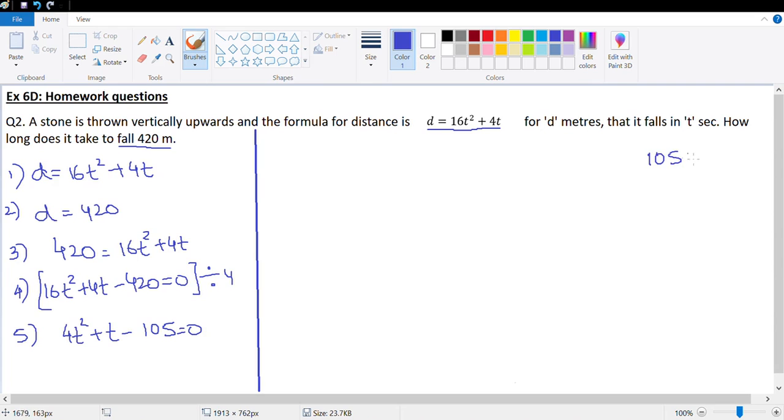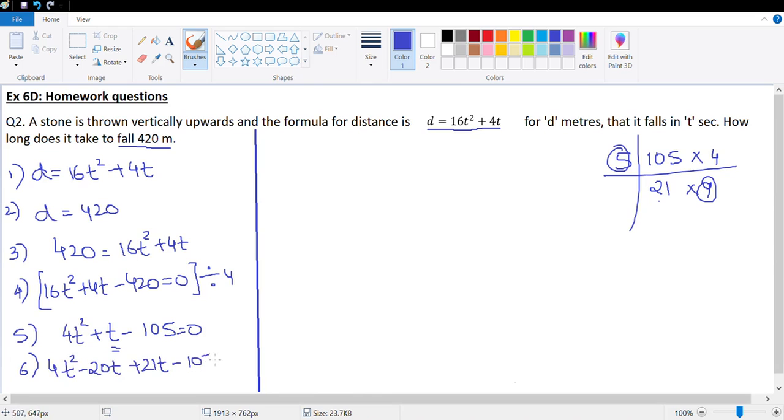So let's look at this. This is 105 into 4. Let's look at 5. So this is 21 into 4. So if I look at 5 into 4, that's 20 into 21 will give me the required number 420, but I need a plus 1. So we will have negative 20 and plus 21. Perfect. So 4t square minus 20t plus 21t minus 105 is equal to 0. So I have split plus 1 as minus 20 plus 21.